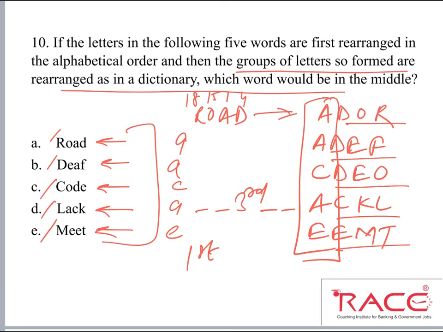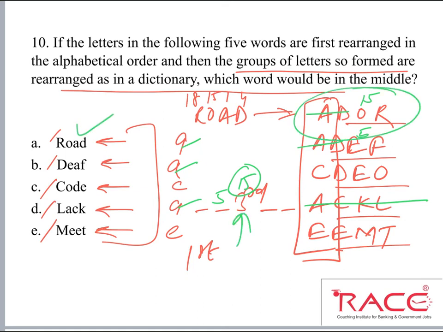After that, we have to arrange them. So in this case, 1, 2, 3, we have to arrange all the A's. So in this case, the third option will be the first. Now from this, the first two are the same. The third letter will decide the second and third. So the value of E is 5, the value of O is 15. So which number will come first? 5. So here 5 and here 15. So this will be my answer. So what is the answer? ROAD, option A. So in this video I have tried to cover all the questions that come under this topic, alphabet.